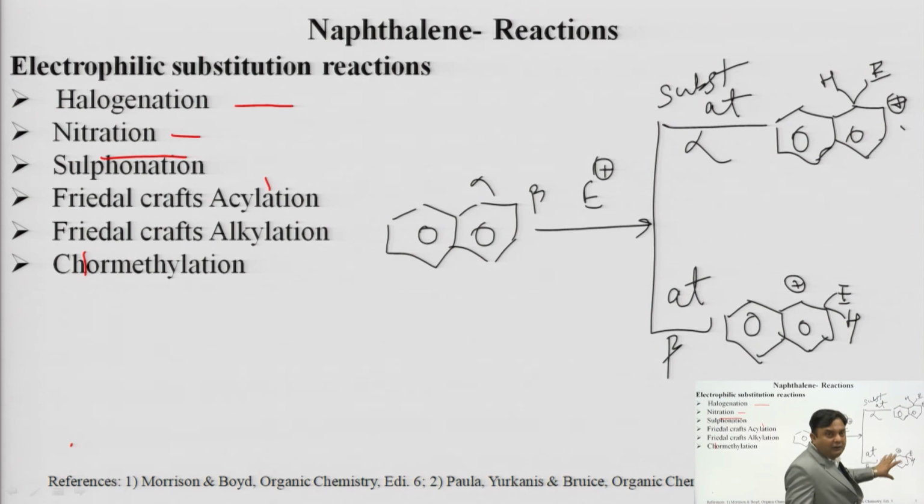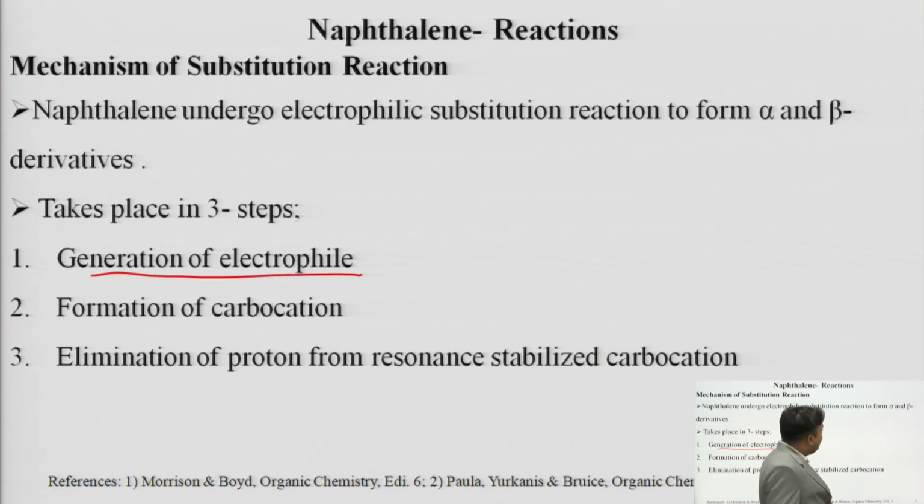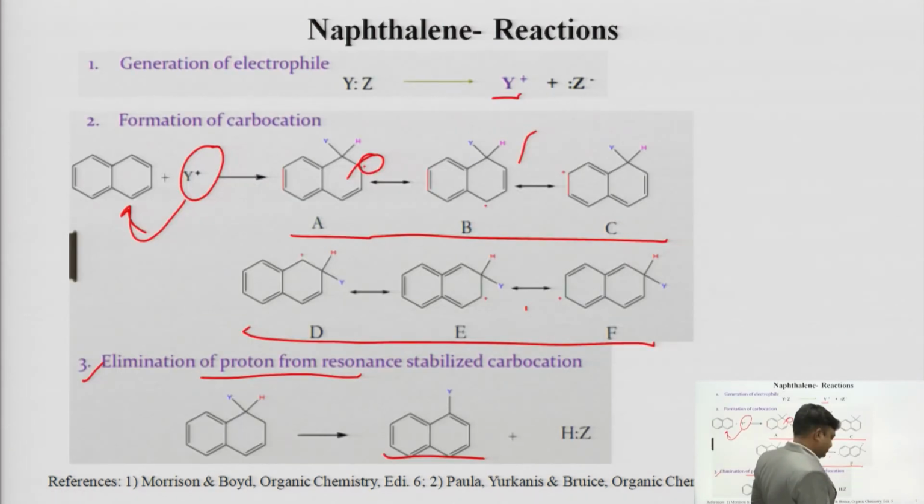In the attack on beta carbon, again we have an intermediate carbocation that will be stabilized by resonance. Okay. That positive charge will also delocalize all along the rings, the 2 benzene rings of naphthalene, and when drawing the resonating structures in both the reactions, or both the attacks on alpha and beta position, we have to take care of what? Just a minute.